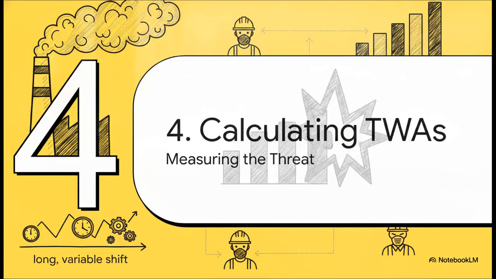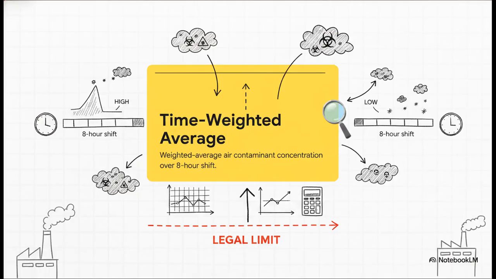Section 4. Calculating time-weighted averages, measuring the threat. Now we move from theory to practice. How do we mathematically prove our workers are safe over a long, variable shift? This is where the time-weighted average, or TWA, comes into play. The TWA is a computed weighted average concentration of air contaminants calculated over a standard 8-hour shift. Listen, the time-weighted average is your most powerful mathematical tool for monitoring an entire shift, rather than just panicking over a single isolated moment in time.